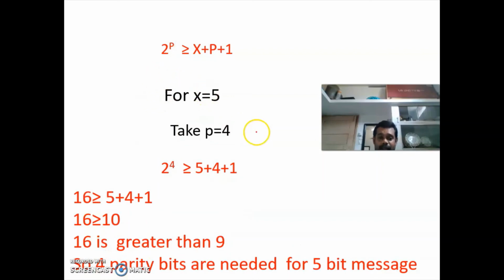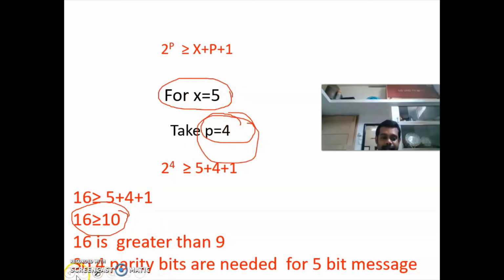Now I am checking with p is equal to 4. 2 to the power 4 is 16. 16 is greater than or equal to 5 plus 4, 9, plus 1, 10. So 16 is greater than 10. So in order to get the Hamming code for 5 message bits, we need 4 parity bits.